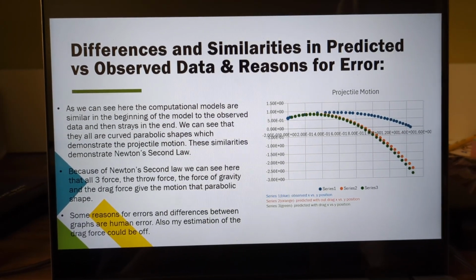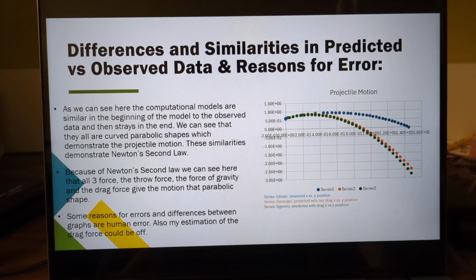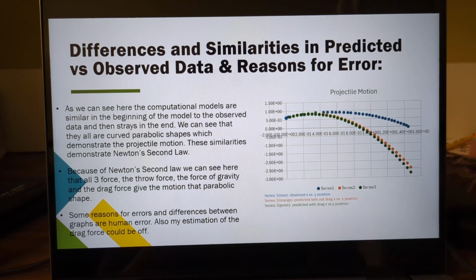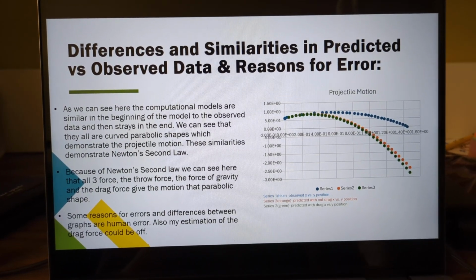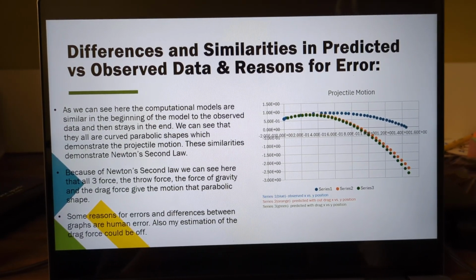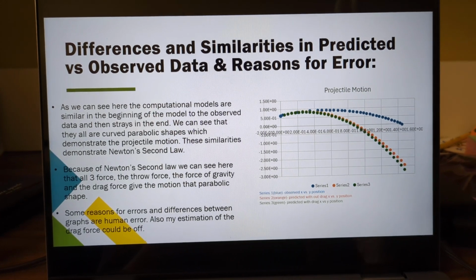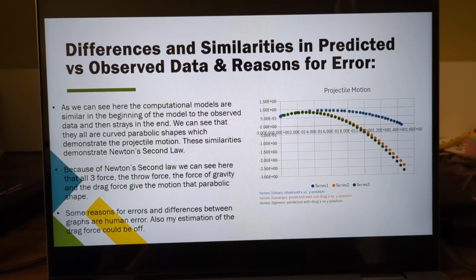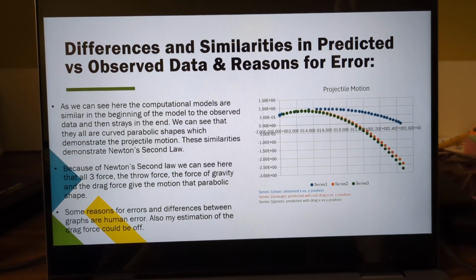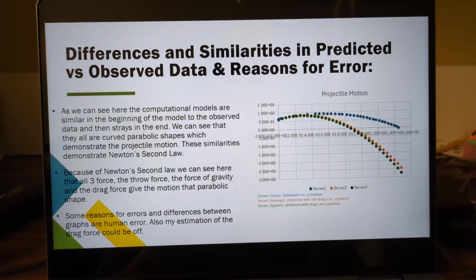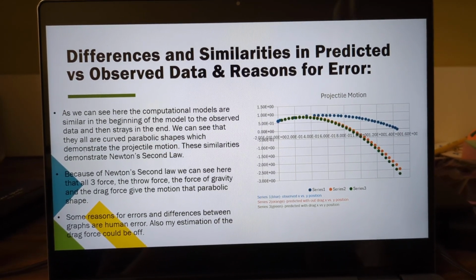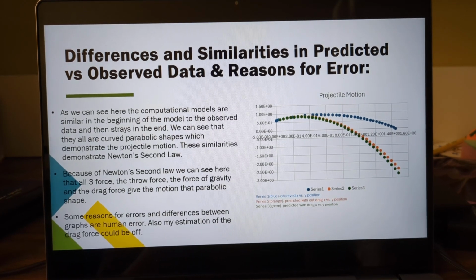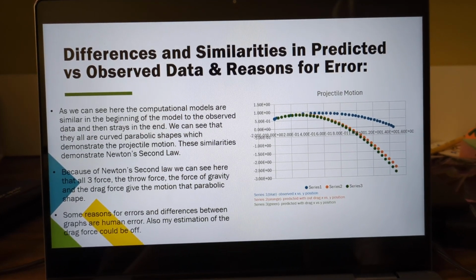Differences and similarities. As we can see here, the computational models are similar in the beginning to the observed data, and then stray away in the end. We can see that they are all curved parabolic shapes which demonstrate the projectile motion. These similarities demonstrate Newton's second law. Because of Newton's second law, we can see here that all three forces, the throw force, the force of gravity, and the drag force, give the motion that parabolic shape.